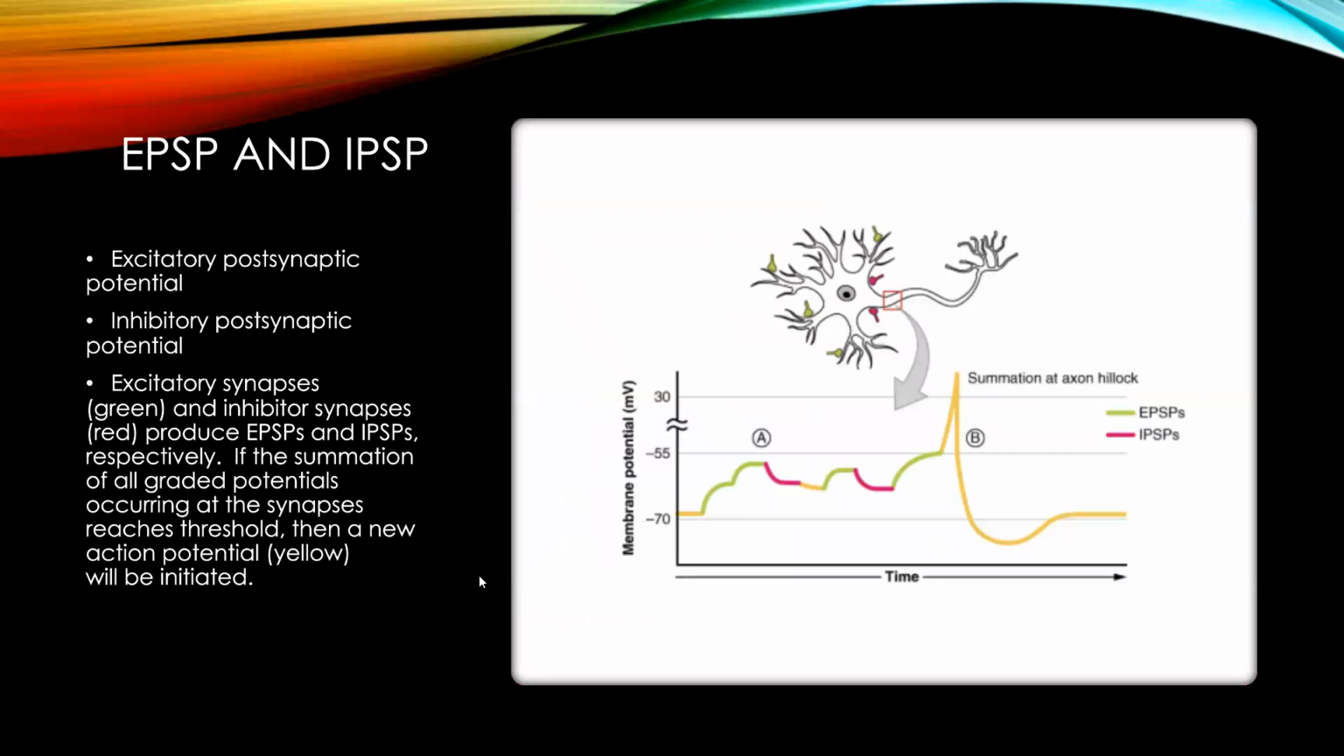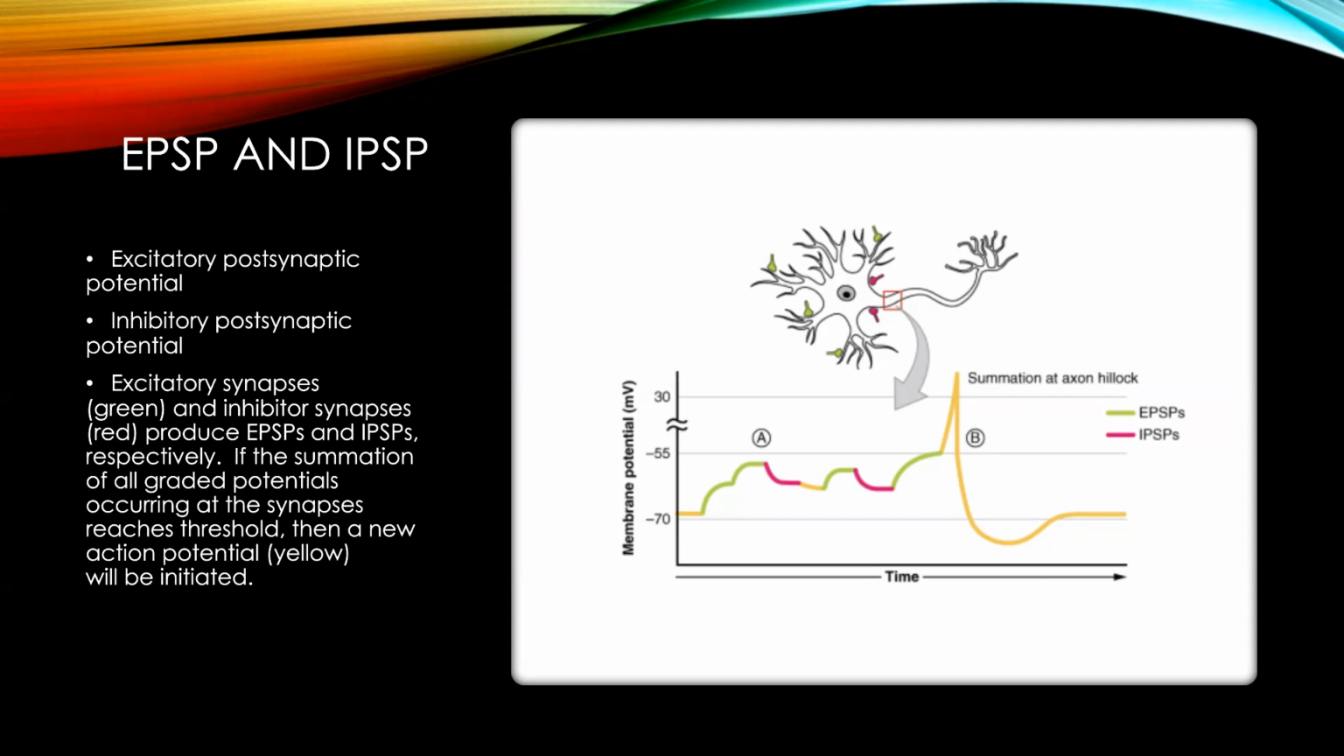The last thing I want to talk about is what happens once the neurotransmitters bind with the receptors. You get either an excitatory postsynaptic potential, or EPSP, or an inhibitory postsynaptic potential, IPSP. EPSP occurs when positive ions like sodium enter the neuron through the chemical gated channels. The influx of positive ions depolarizes the membrane, making it more positive and bringing it closer to threshold and action potential.